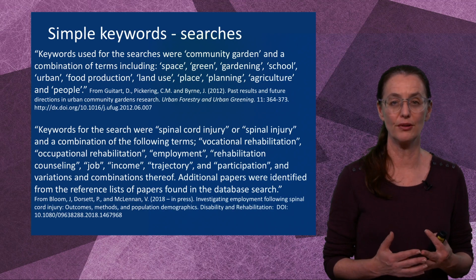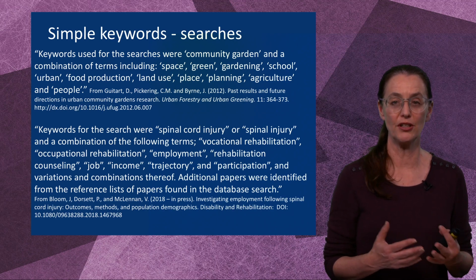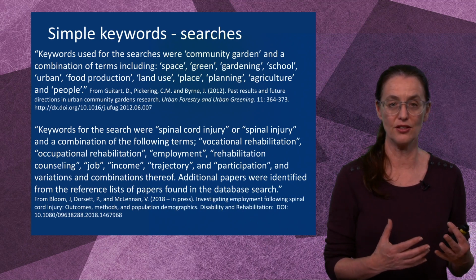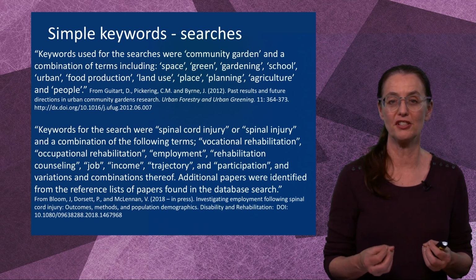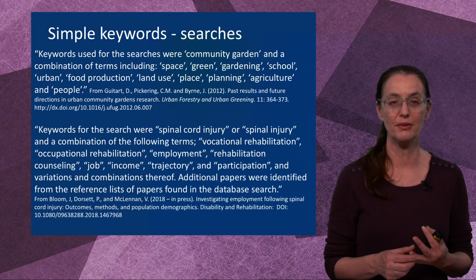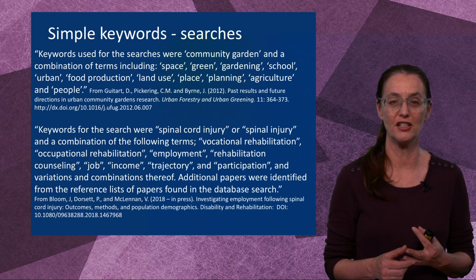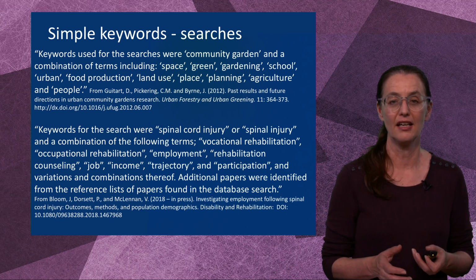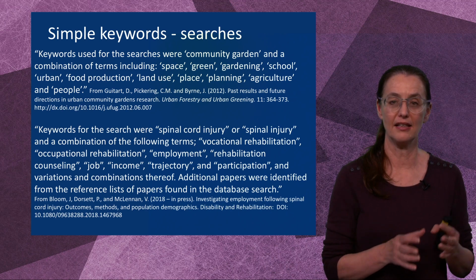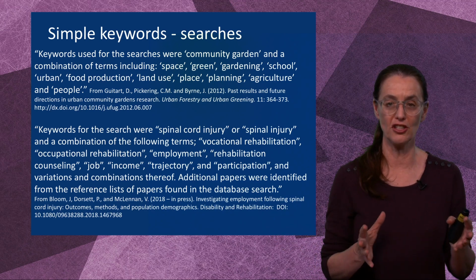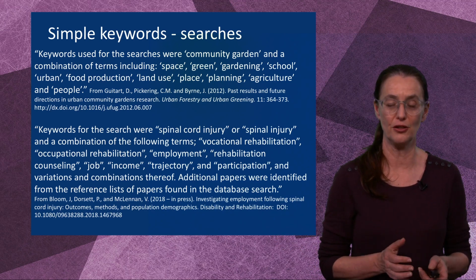And in that case, they were looking at spinal cord injury, or spinal injury was the key part of that part of the search. But then they had to use a combination of other terms to look at the employment. So vocational rehabilitation, occupational rehabilitation, employment, rehabilitation counselling, job, income, trajectory, and participants. And so they were using, again, this idea of some core words combined with others to cover the diversity of terminology that is used for that particular topic.